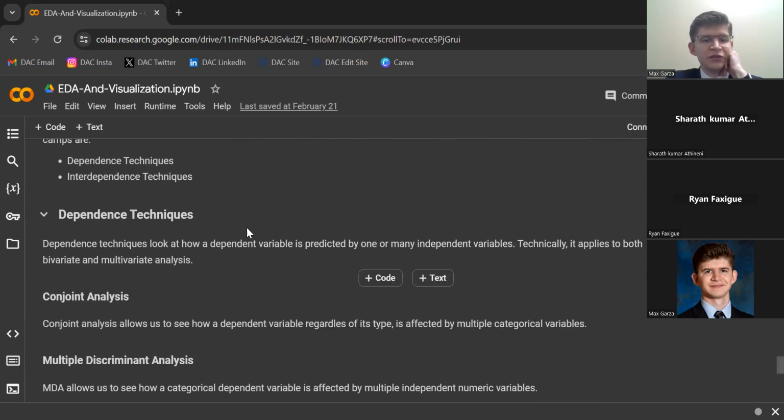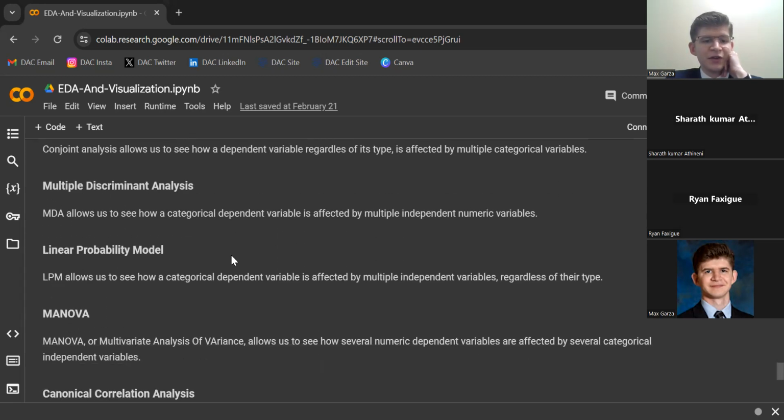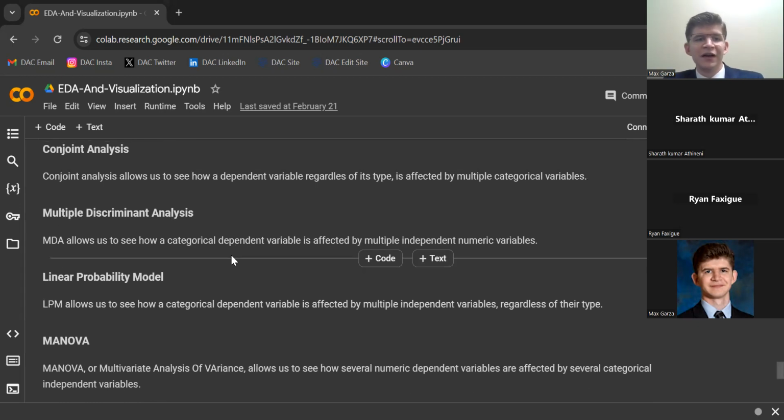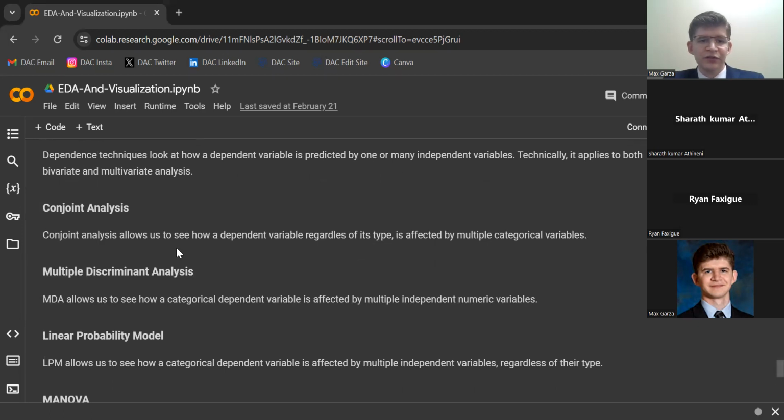So as we go back to these dependence techniques, we have several different techniques that we can use. And as I alluded to earlier, it depends a lot on the variables that you have. So if we look at conjoint analysis, we can see how a dependent variable is affected by categorical variables. However, it does not matter what type of variable the dependent is. So I could look at the neighborhood group and the host listing verification and predict the price, or I could predict some other categorical variable.